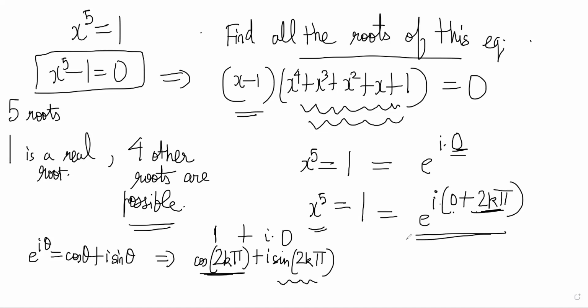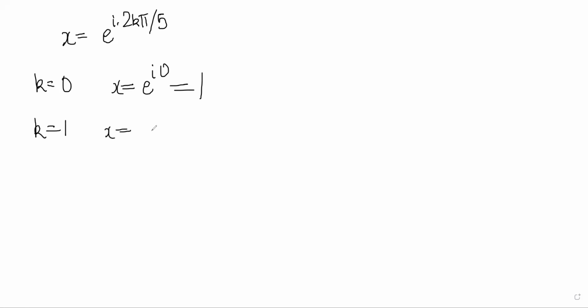So x will come out to be e power I 2k pi by 5. Now k can be any integer. Let's try out some integers. Let's say k is equal to 0. Then x is equal to e power I 0, which is 1. If k is equal to 1, x is equal to e power I 2 pi by 5, which is a complex number. It is cos 2 pi by 5 plus I sine 2 pi by 5.